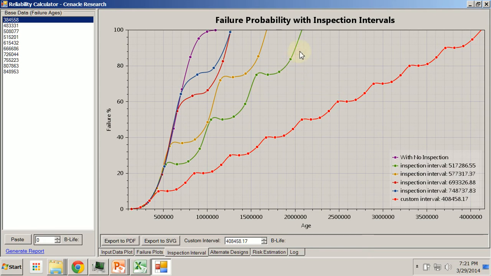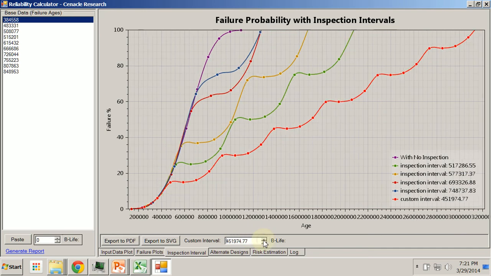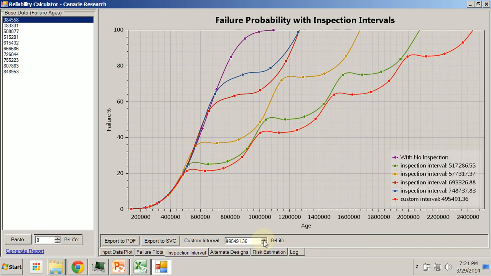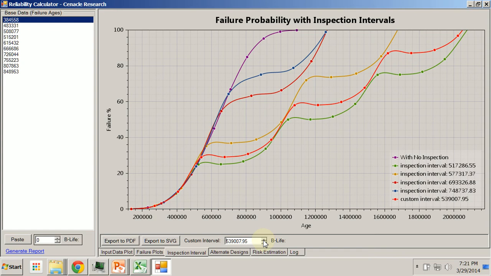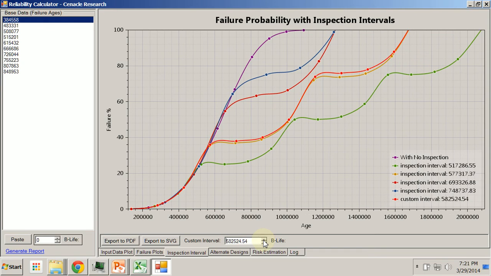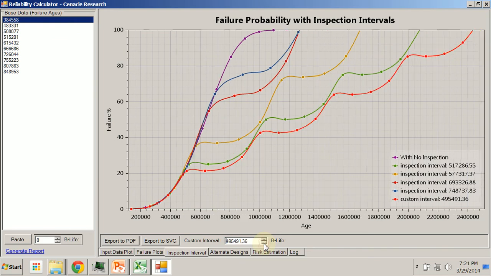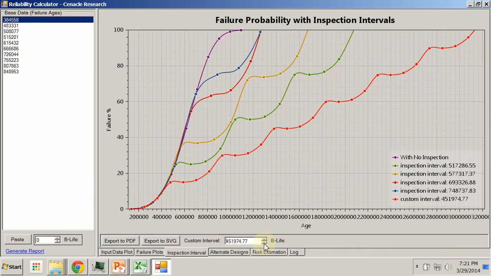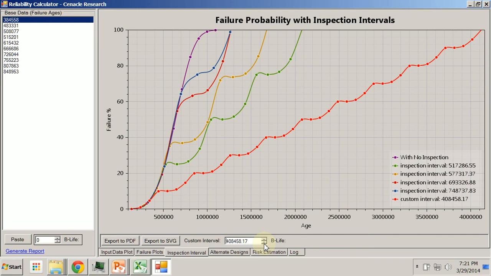Similarly, for your own chosen custom interval, as I keep changing my custom interval here by clicking this small up and down control, you can see that the red line that represents the failure probability is being changed. And we are interested in a line that has the lowest failure probability.